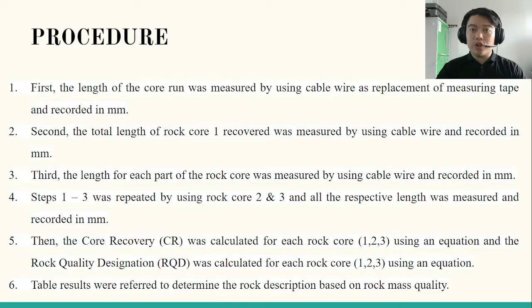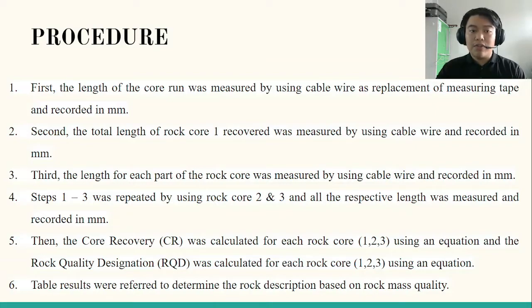Next, we move on to the procedure. First, the length of the core run was measured by using cable wire as a replacement of measuring tape and recorded in millimeter. Second, the total length of rock core 1 recovered was measured by using cable wire and recorded in millimeter. Third, the length of each part of the rock core was measured by using cable wire and recorded in millimeter. Fourth, steps 1 to 3 were repeated using rock cores 2 and 3, and all the respective lengths were measured and recorded in millimeter.